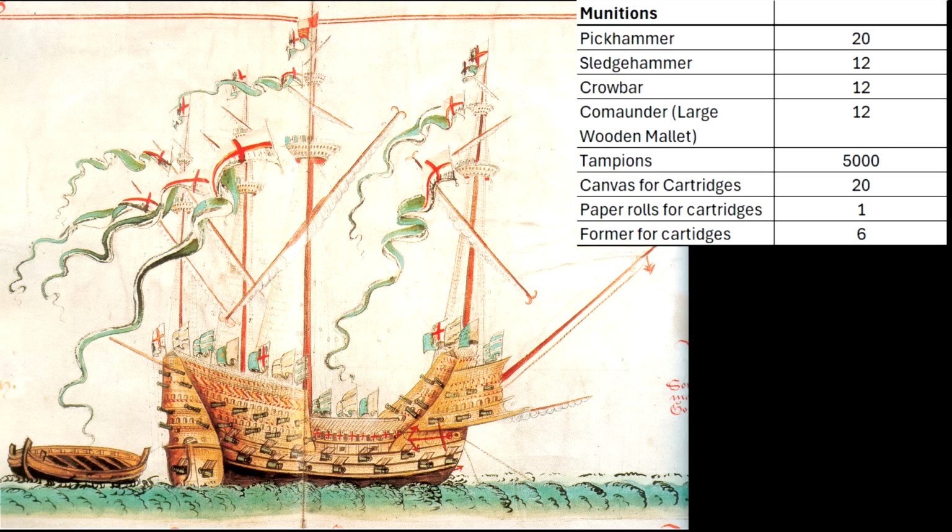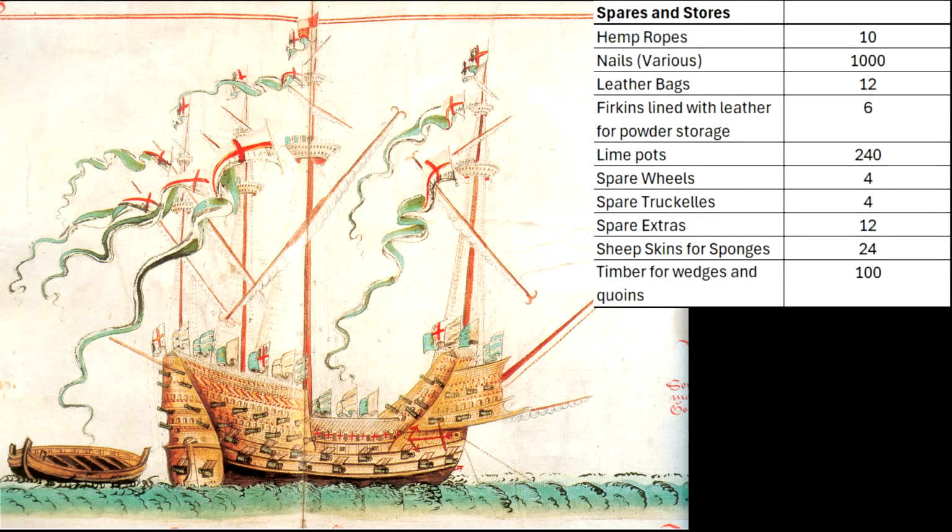Tampions, so 5,000 of those for stuffing on top of your shot and powder. And you've also got paper rolls and canvas for cartridges, both these measured in quarter lengths, and formers for cartridges, so you can use those to turn the paper and canvas into new cartridges as well. And then finally you have spares and stores: 10 coils of hemp rope, around 1,000 nails, 12 leather bags, 6 firkins, which are powder storage leather bags, 240 lime pots, 4 pairs of spare wheels, 4 spare truckles, spare extras.